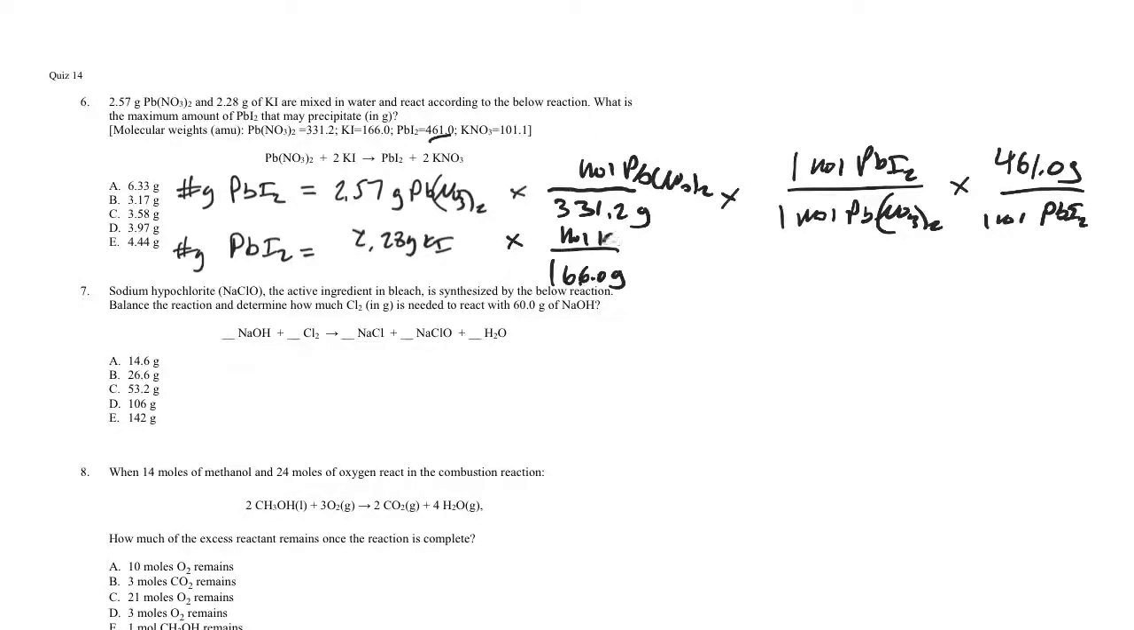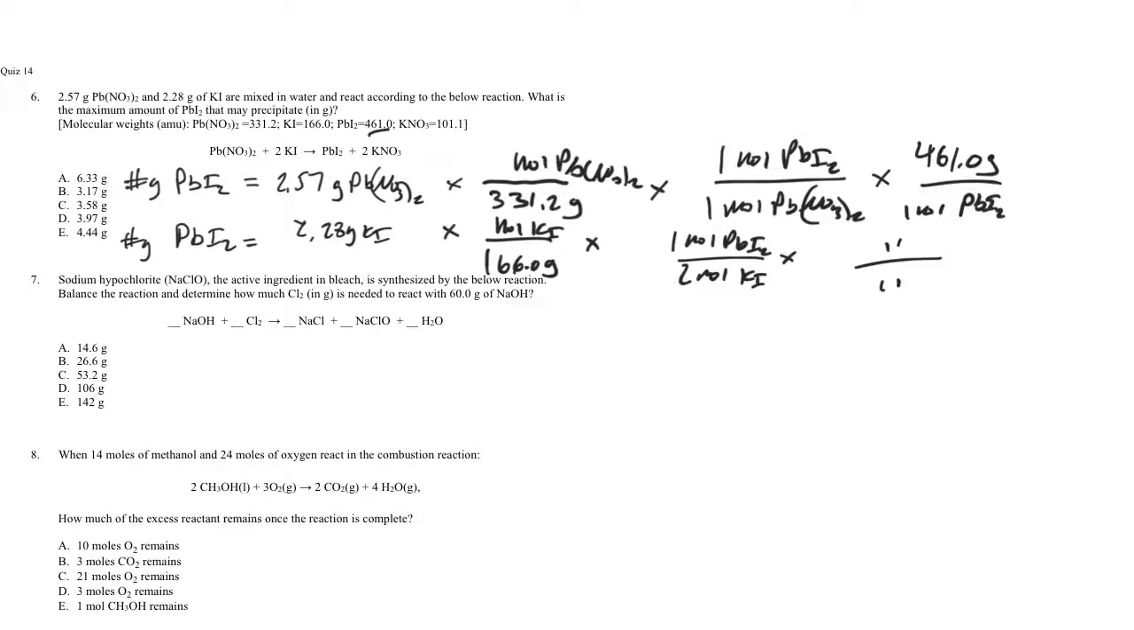per mole of KI, and then the stoichiometry is different. For every 2 moles of KI that react, we produce 1 mole of PbI2, and then 1 mole of PbI2 equals the 461.0 grams, as noted above.